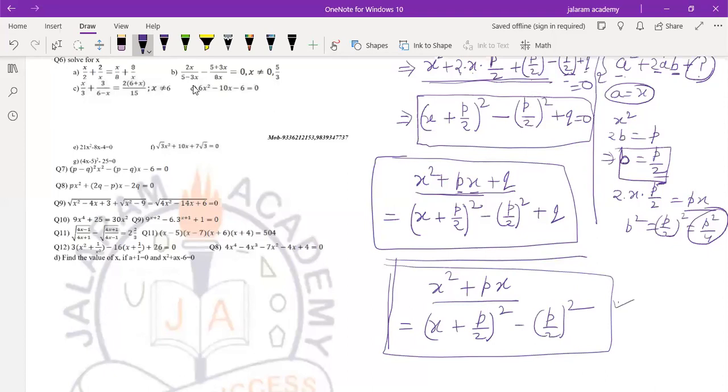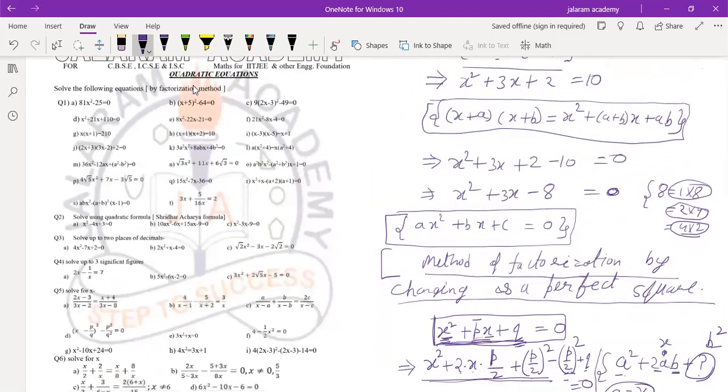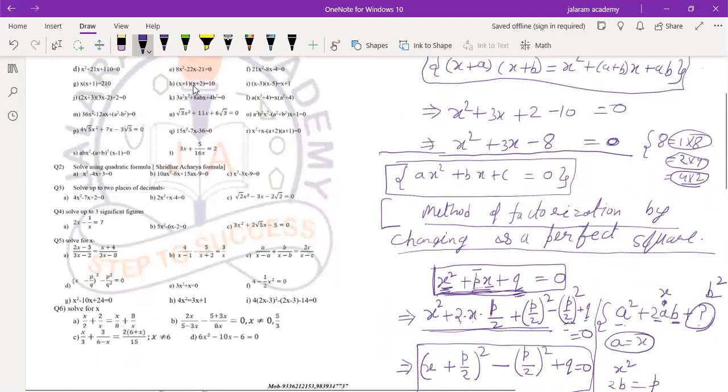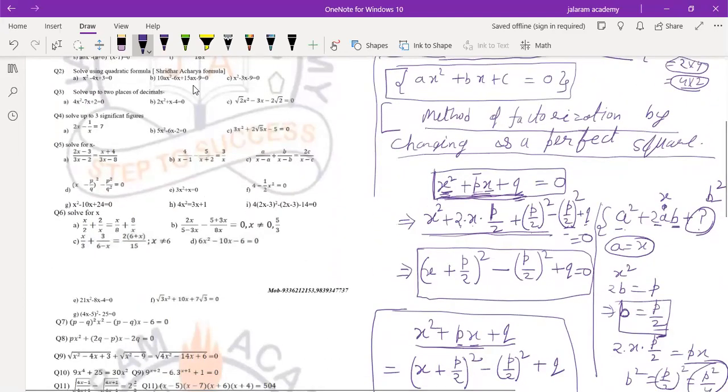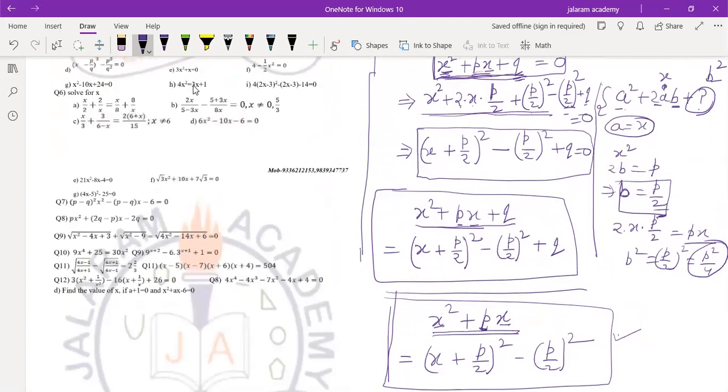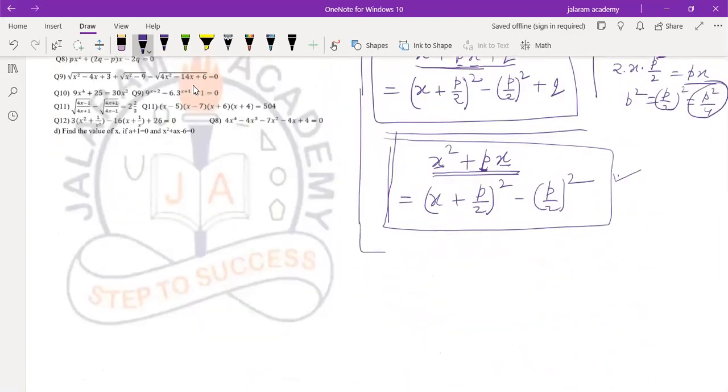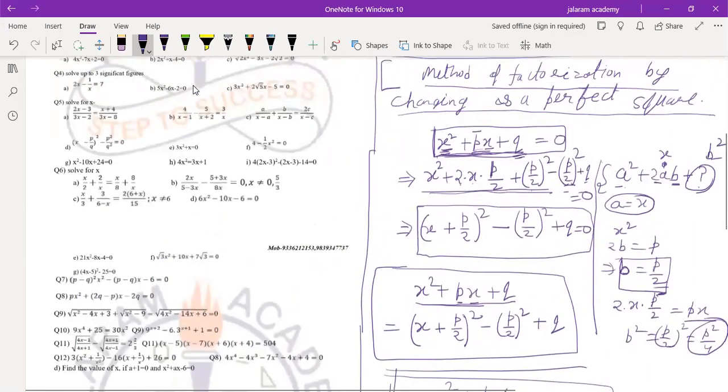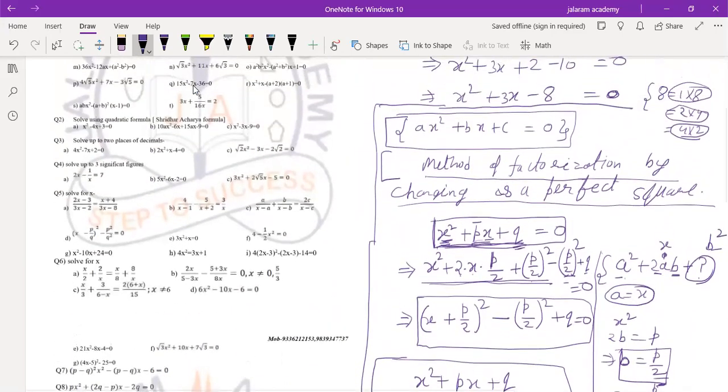By using the method of changing into a perfect square, first we have to consider only the first step: one having x square and the other having x. Notice the coefficient of x, it is p. So half of p is p by 2, whole square, minus p by 2 whole square. Now we return to our question. We have solved it till this line, x square plus 3x minus 8 equals 0. The rest will be written in the notes copy only, not between the question. If you have not made any notes notebook, you have to prepare it. Is that clear to you?